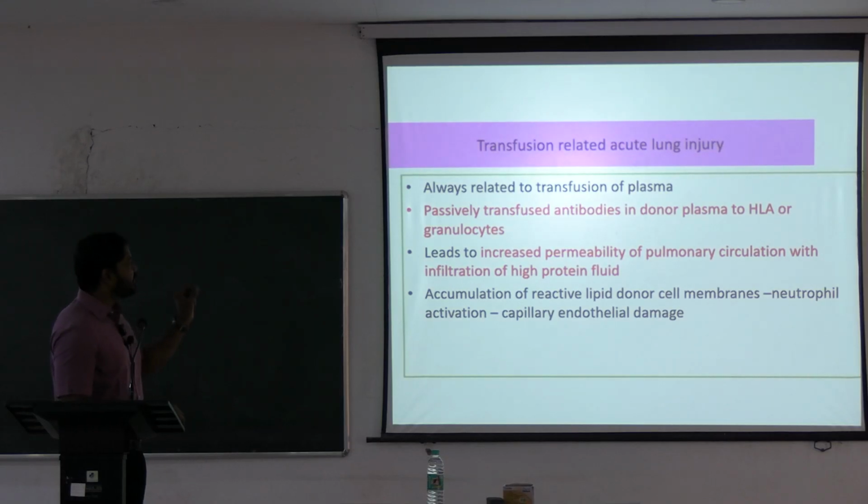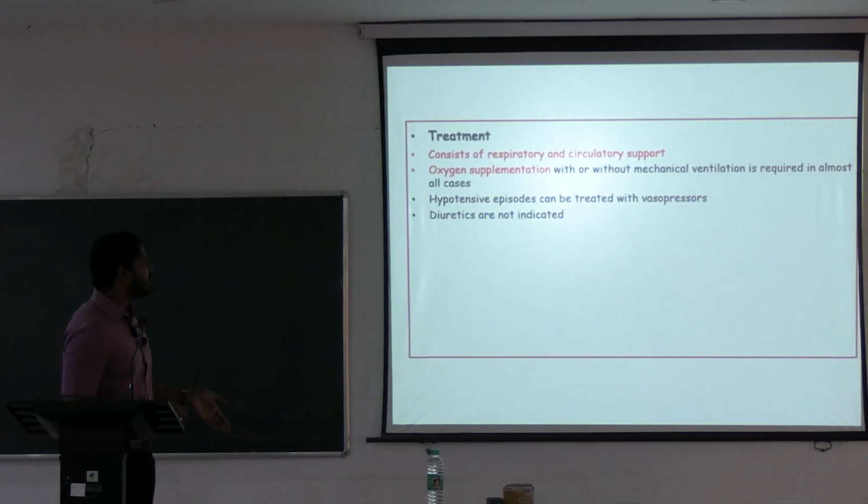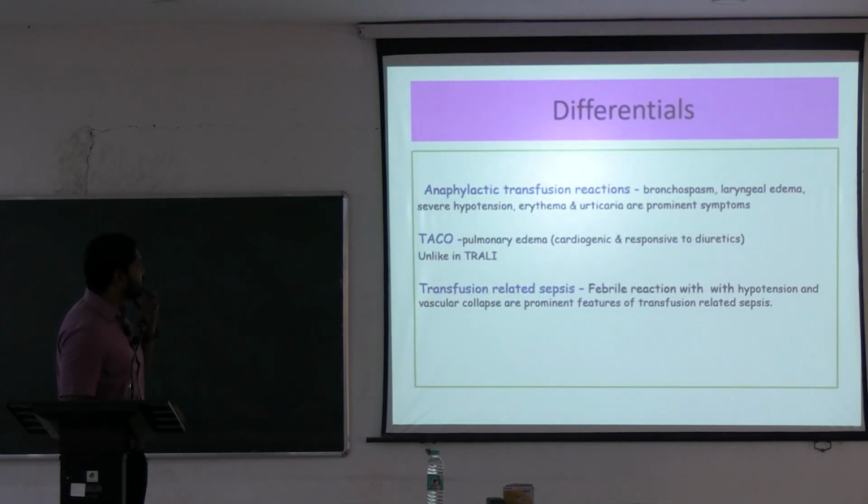It is because of passively transfused antibodies in donor plasma to HLA or granulocytes, which causes increased permeability of the pulmonary circulation with infiltration of high protein fluid. So because of the increased permeability, protein fluid goes inside the lungs. It causes pulmonary edema like symptoms. So treatment, you have to give oxygen. It is not that severe. If hypotension, you have to give fluids and vasopressors, diuretics are not indicated.